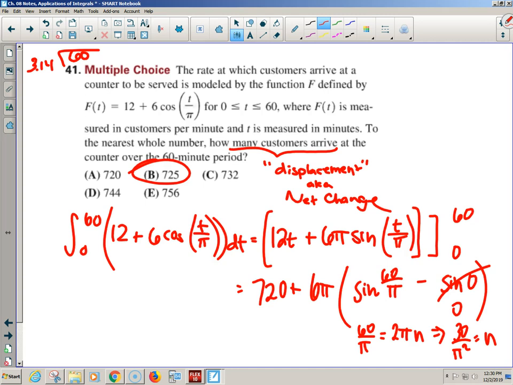Did anybody think of how the scenario could have been harder? Because technically this was just asking for the net change. So we didn't even really need to look at f of 60 and f of 0. They weren't really asking for the amount at a point. They were asking what happened over the interval, and this shows that.